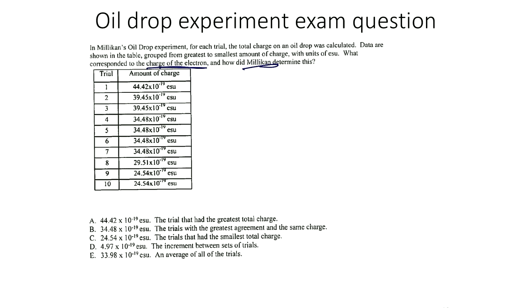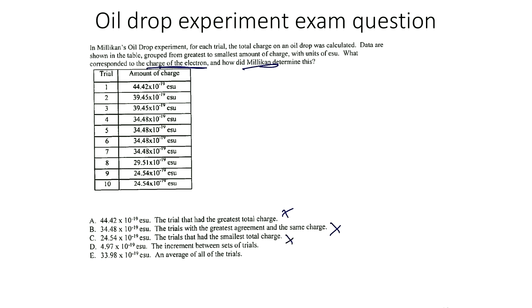So let's just look at the reasons. Technically, we don't even need to look at the numbers. So A, the trial that had the greatest charge. Is that how Millikan got it? Nope. Trial with the greatest agreement of the same charge? No. That just means that he measured something with this many electrons multiple times. Trials with the smallest total charge?